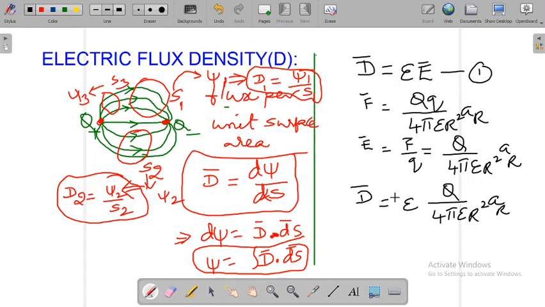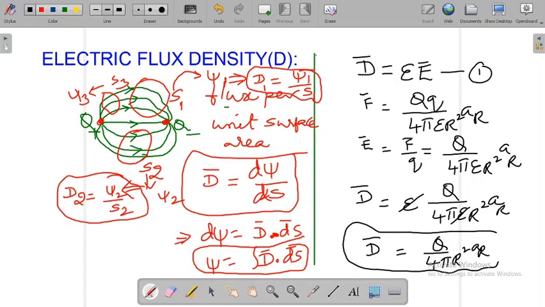Now this epsilon cancels out, and the remaining thing is D bar equals Q by 4 pi r square a r. It is the equation of D bar, the relationship between D bar and epsilon E bar.